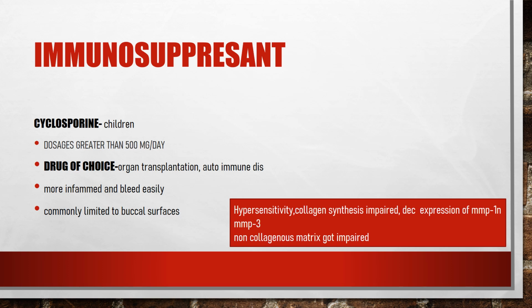It is seen as more inflamed and bleeding easily, and commonly it is limited to the buccal surfaces. The main causative factors are hypersensitivity and collagen synthesis impairment, decreased expression of matrix metalloproteinase 1 and MMP3, that is MMP1 and MMP3, and the non-collagenous matrix will get impaired. So these are the main reasons behind this drug-induced gingival enlargement.